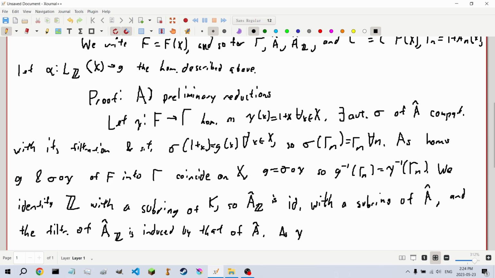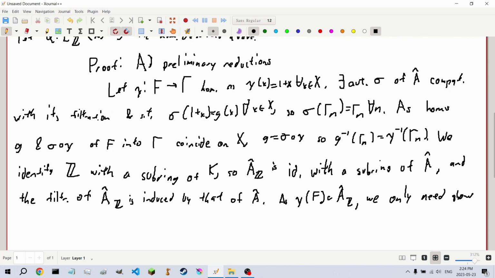As gamma maps F into our integer Magnus algebra, we only need to show our theorems under our base ring being the integers, R being 0, and g being equal to gamma.